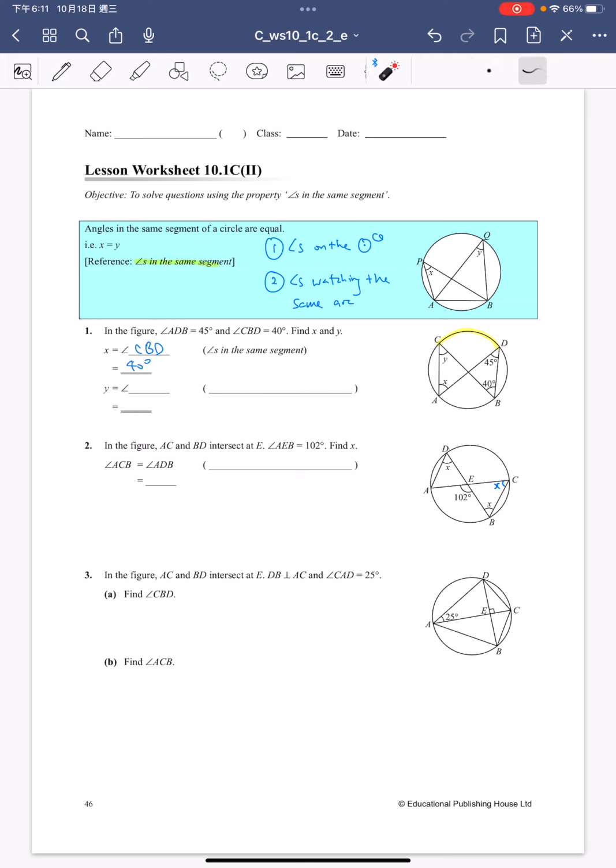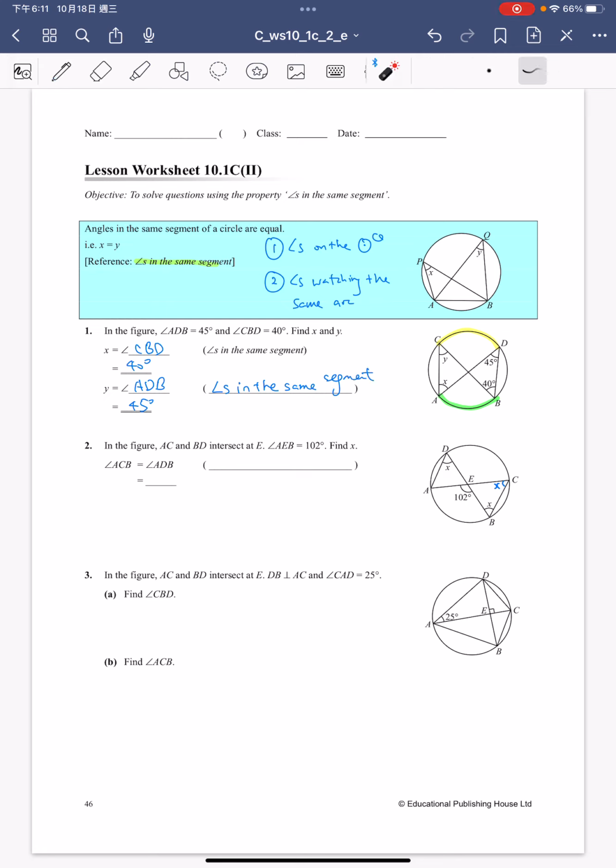For y, we can do a similar thing. The angle y is watching the arc AB. Ask yourself if there is any other angle watching the arc AB as well. The angle of 45 degrees is watching the same arc as well. So now we can say that y is equal to the angle ADB, which is equal to 45 degrees. The reason to write in the bracket is the angles in the same segment. Okay, so that's question 1.